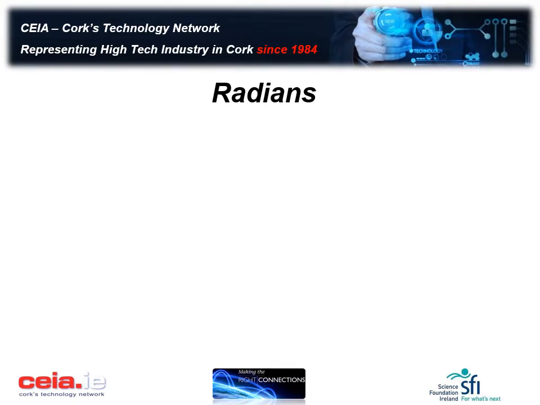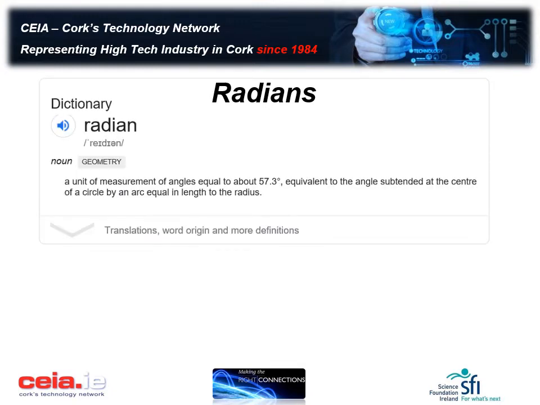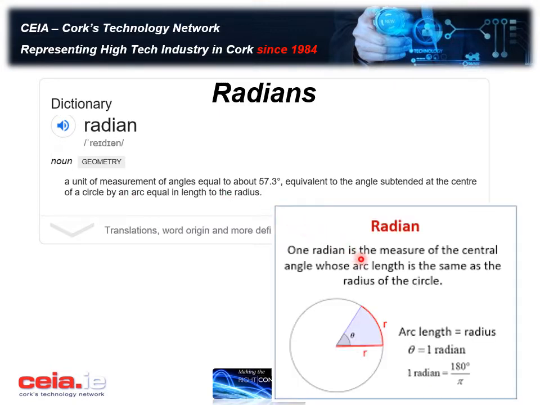Okay, what answer did you get for the question, what is a radian? Well, the good news is all the answers were correct, so no matter which answer you picked, you were right. A radian is indeed a unit of measure of an angle. It is equal to about 57.3 degrees. It is equal in degrees to about 180 degrees divided by pi. But the best answer is that it is equivalent to the angle subtended, that's a strange word, subtended at the center of a circle by an arc equal in length to the radius. Now that sounds a little bit complicated. Let's try and understand it in simpler terms.